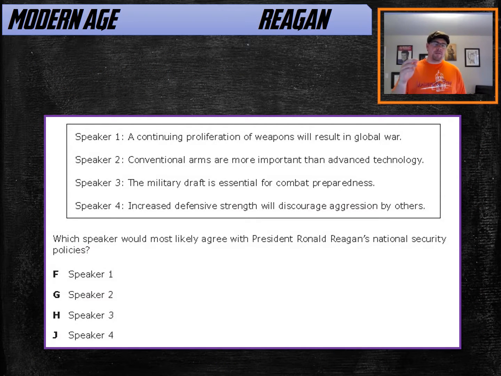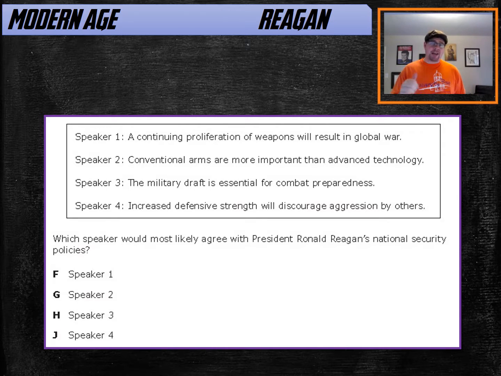Here you have a bunch of speakers, and this is something you see over and over again on the test. You get 4 speakers, and it's going to ask you which one is going to agree with something. In this case, which one of these speakers is going to agree with President Ronald Reagan's national security policies? His national security policies were known as peace through strength.